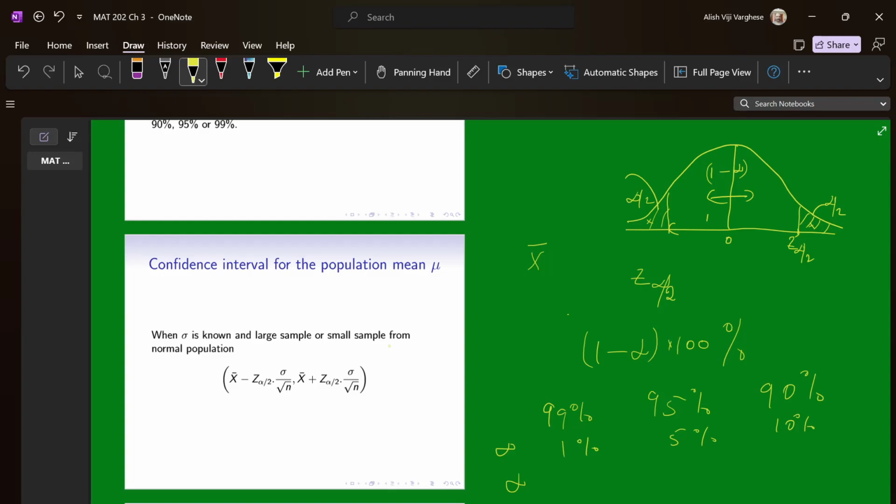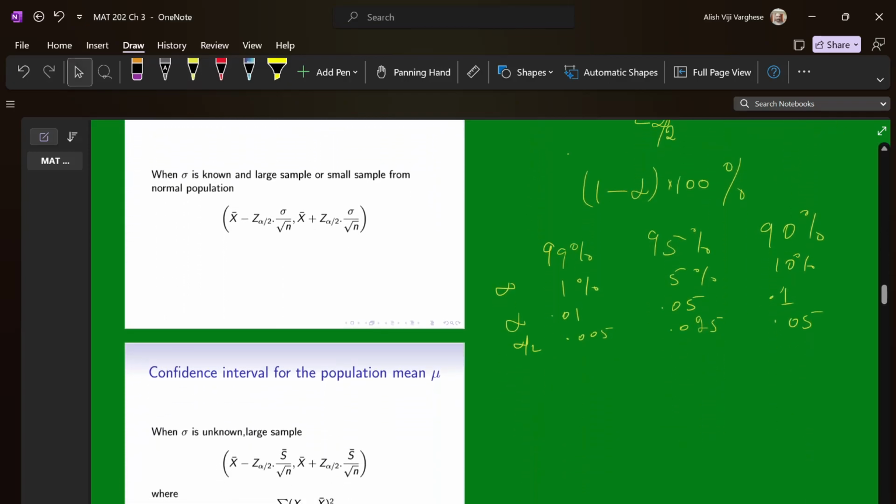In percentage, but usually we take the value of alpha in probability, that is it is 0.01 in probability or 0.05 in probability or 0.1 in probability. So here alpha by 2 is 0.005 or 0.025 or 0.05, and we can find the value of Z alpha by 2. You can find the value of Z alpha by 2 for all these usual confidence levels.